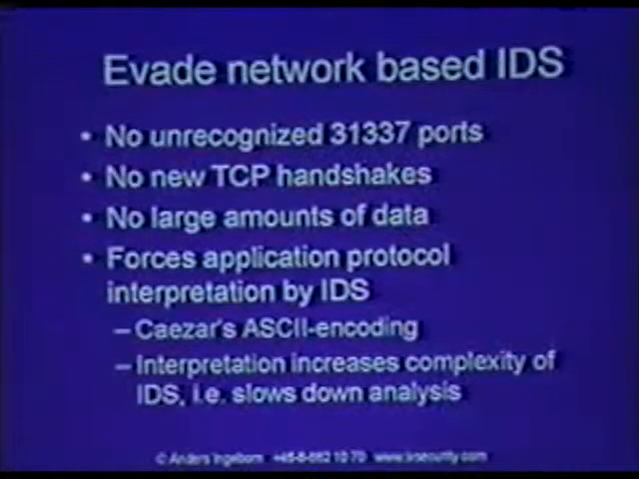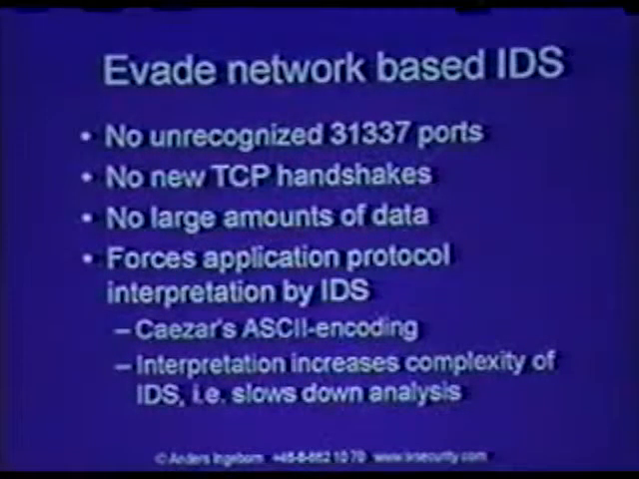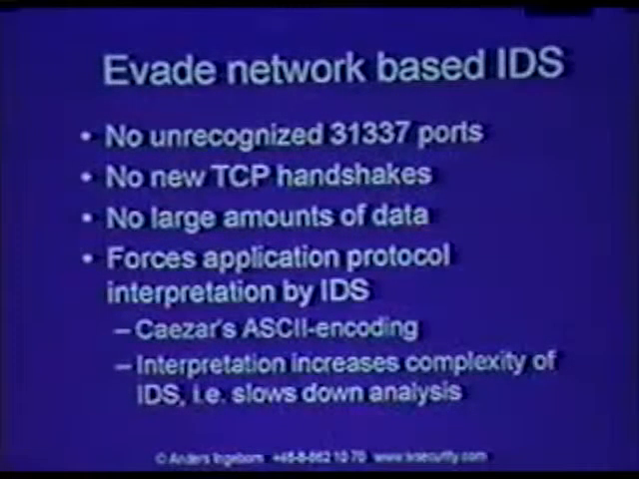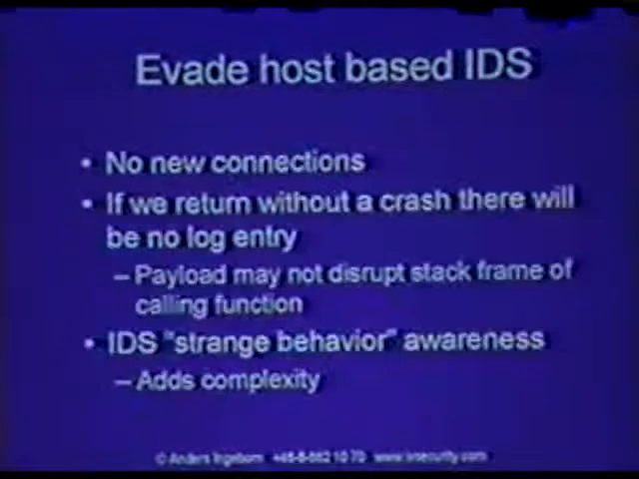Have you read through Caesar's ASCII encoding paper? That can also be used as a countermeasure. If application protocol interpretation by the network-based intrusion detection system is a countermeasure against this attack, Caesar's ASCII encoding can be seen as a counter to that countermeasure. So you can continue this.